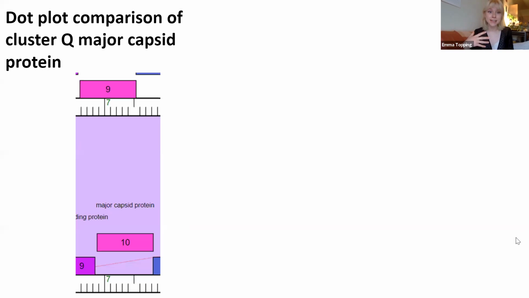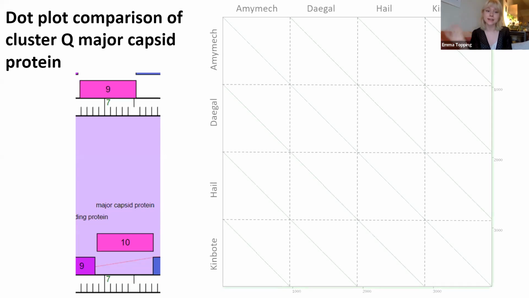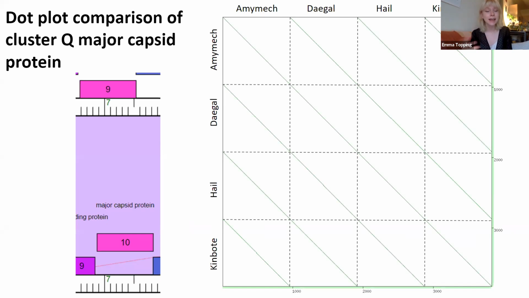Okay, I'm gonna teach you guys how to read something called a dot plot really quickly. So we're gonna look at a really normal dot plot first, which is this cluster Q major capsid protein. Basically what a dot plot does, it's like BLAST in that it compares two genomes. Dot plots compare the genome on the left to the genome on the right. So if you look at AMY-MEX to AMY-MEX, of course they're the same. And then one square over, you'll see AMY-MEX to DAGAL.